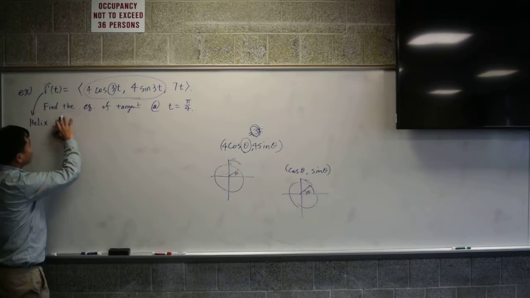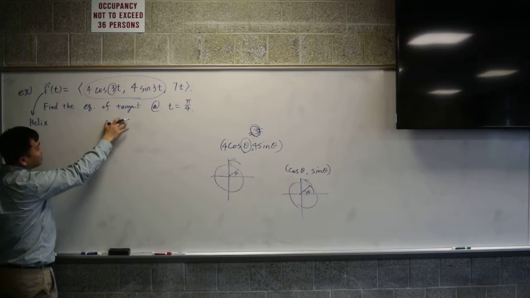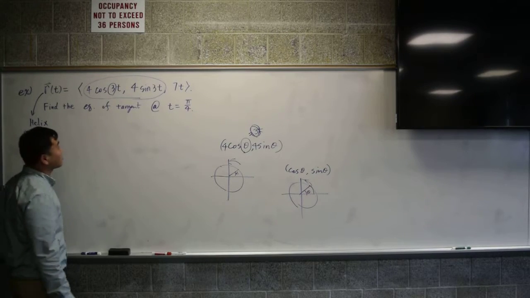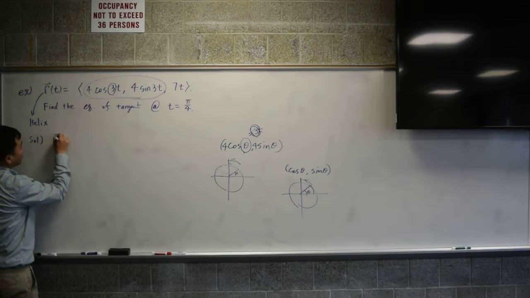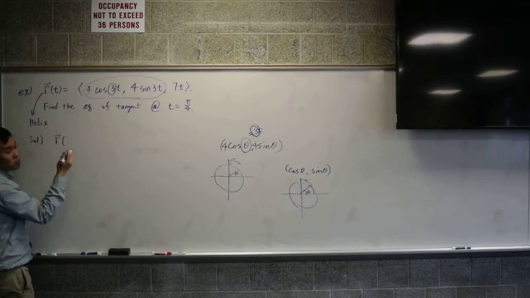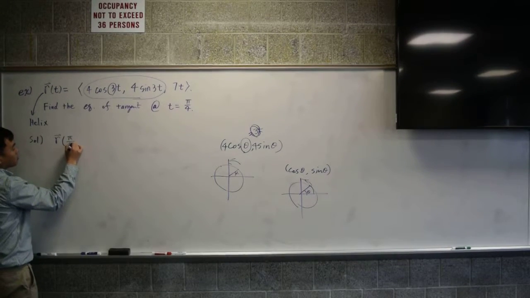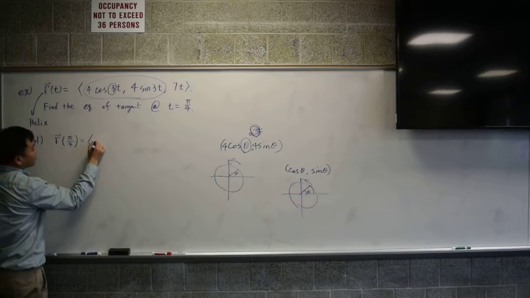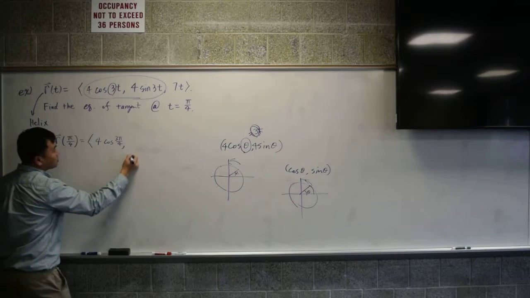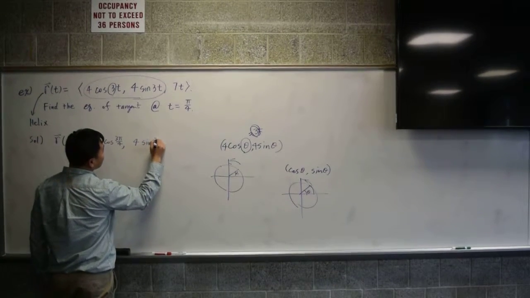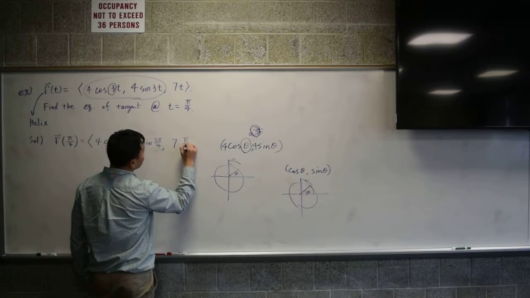And the question is trying to figure out the equation of the tangent line when t equals pi over 4. Let's try to solve this. What is the position of the particle at time t equals pi over 4? That's 4 times cosine 3 pi over 4, 4 times sine 3 pi over 4, and 7 times pi over 4.